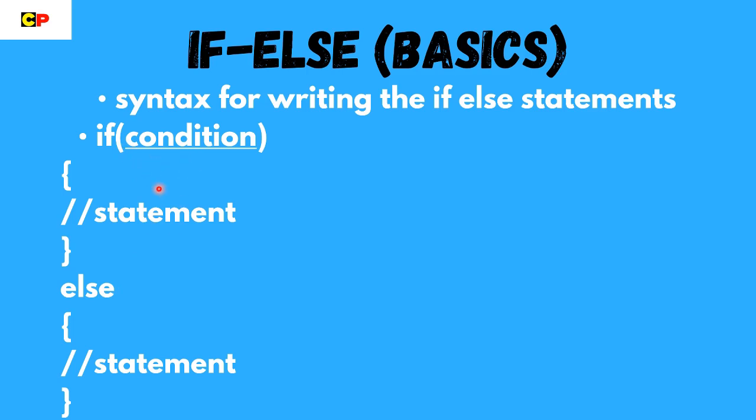You also need to know that both of the statements cannot be executed at a time. Among these two, only one of the statements will be executed, and that will depend on the condition part. If your condition is true, then the statement corresponding to the if part will be executed, and if your condition is not correct, then the statement corresponding to the else part will be executed. So this is how if-else works.